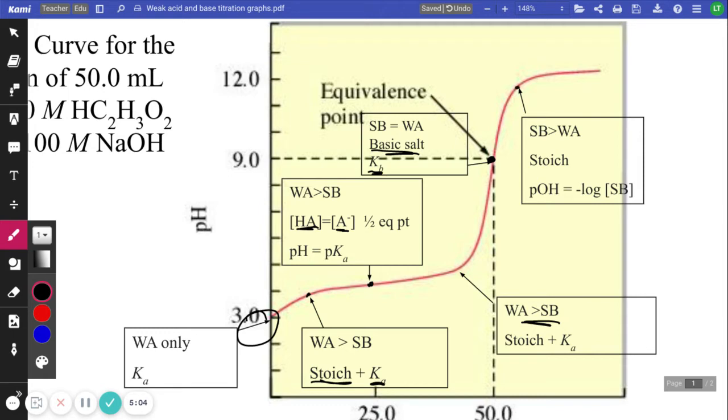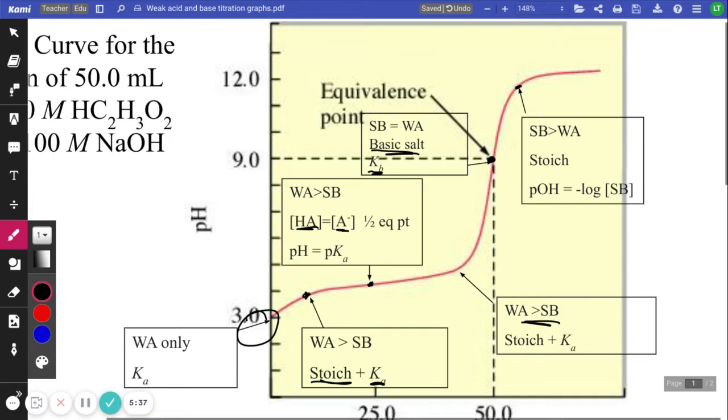And then right here, anytime we're past the equivalence point, we have more base than acid. So we'll just use stoichiometry to figure out how much base we have, and then we'll just do pOH of our strong base. So at different points on our equilibrium chart, we have different calculations because we have different things in the majority or the minority. If I have more weak acid, then I'm going to use my Ka value. But a strong base dissociates completely, so it's a much simpler pH calculation there.